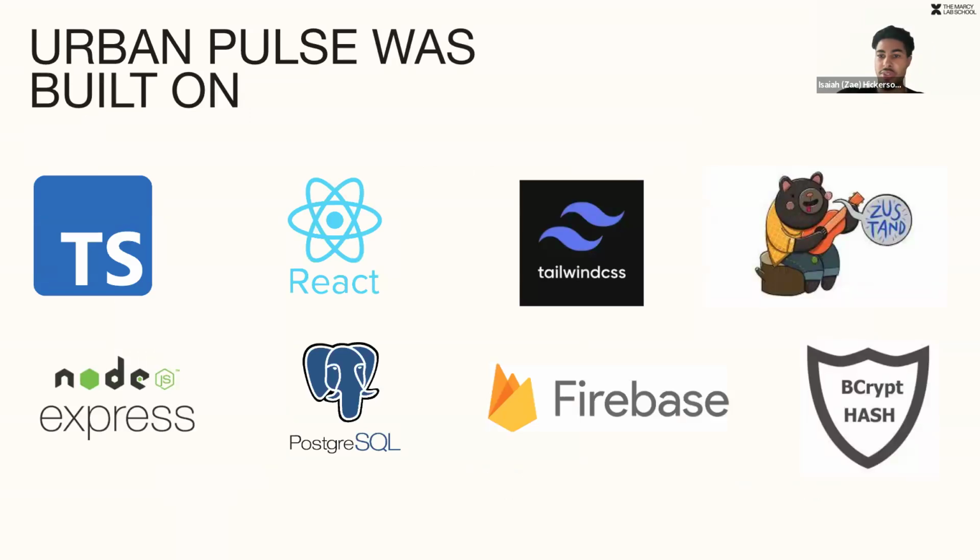Urban Pulse was built using TypeScript, React, Zustand, and Tailwind CSS on the front end. And for the back end, it was Firebase, Express, Postgres, and bcrypt.